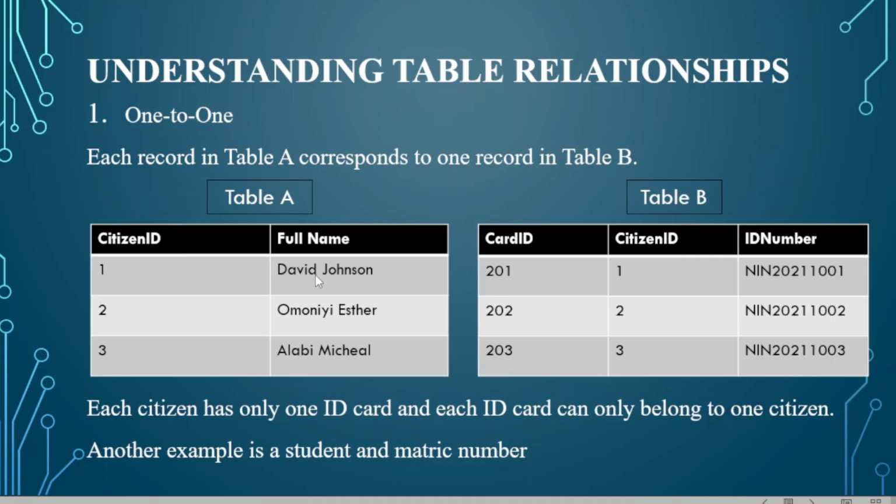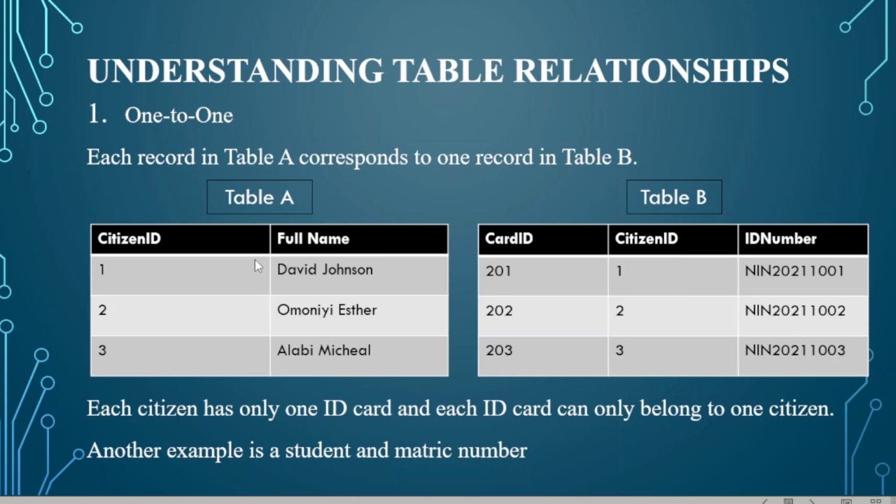As you can see here, we have David Johnson with citizen ID 1, and on table B we have citizen ID 1, which is what you can use to reference this second table, and we can see the ID number of David Johnson. We also have Omoni Yester, whose citizen ID is 2, and on the second table we also have citizen ID 2 and the ID number. Same thing for Alabi Michael. He has a record in table A and he also has his record in table B. He has just one ID card, just one ID number.